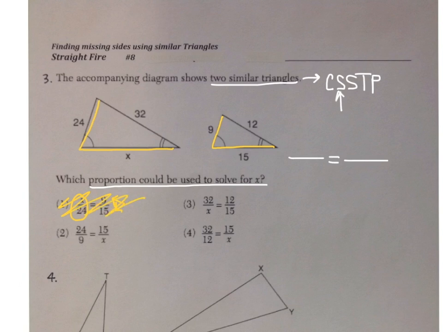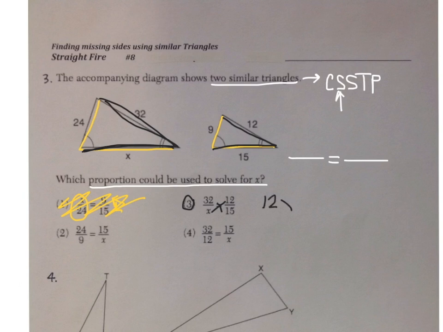Let's look at choice number 3. They did 32 over x. So it looks like they did the medium side over the longest, and then they did the medium side over the longest. So that's showing off some good matching. That is the one that's correct. Of course, if you wanted to really make sure, you could cross multiply that and see if it actually comes out to be an answer that's realistic.